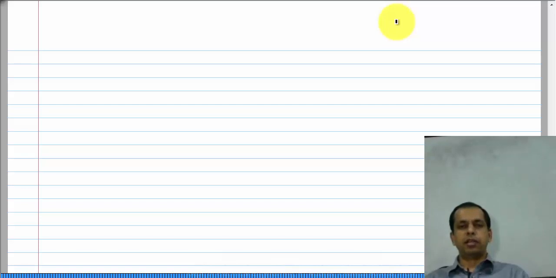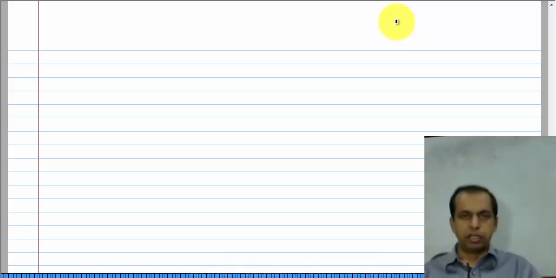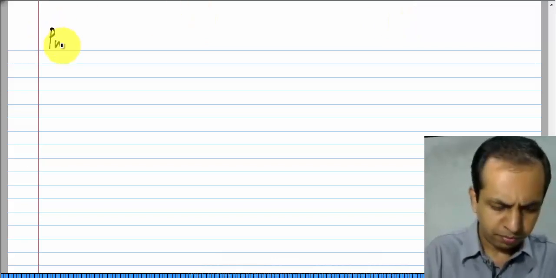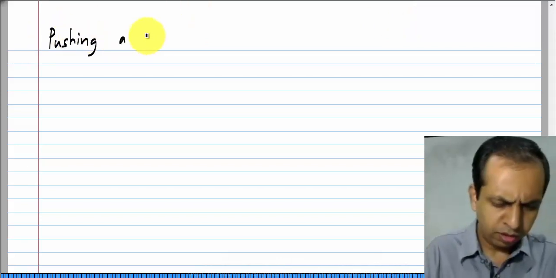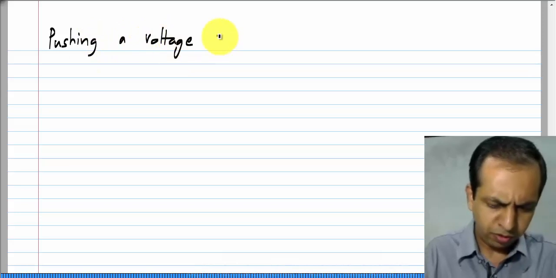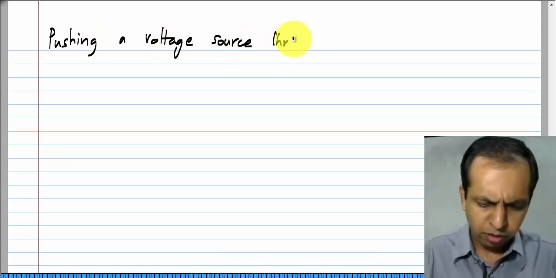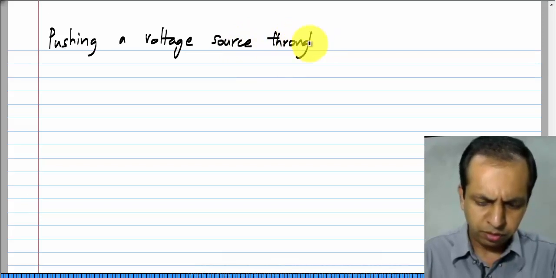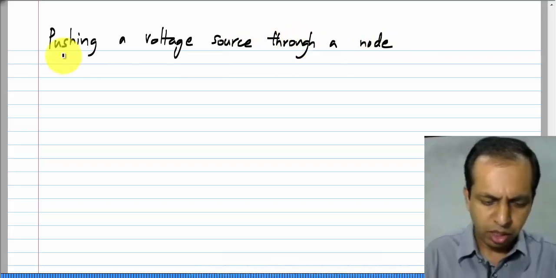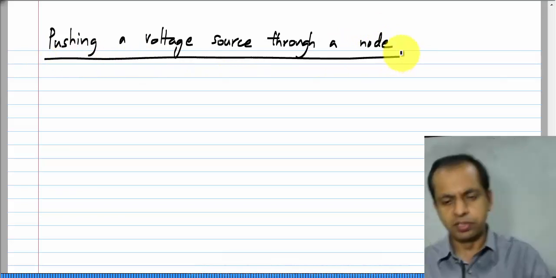The next theorem I will consider is related to manipulation of circuits which have a voltage source in them in a particular way. Now, the use of this may not be immediately clear, but later sometimes you can easily understand the properties of certain types of circuits using this theorem. I will call it pushing a voltage source through a node. It will be clear in a moment what I mean by this.